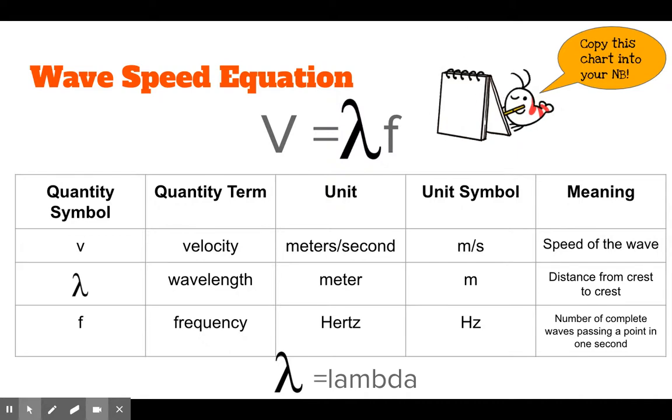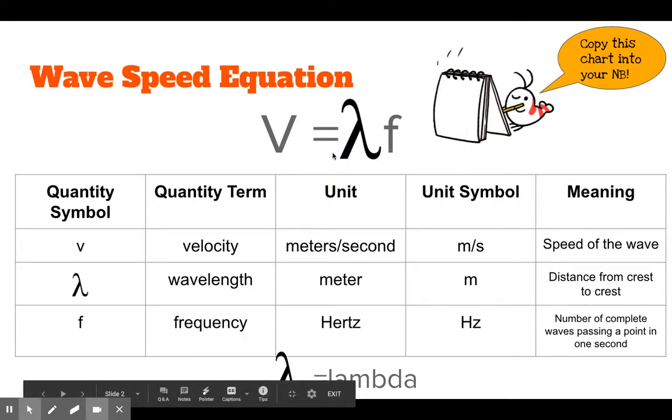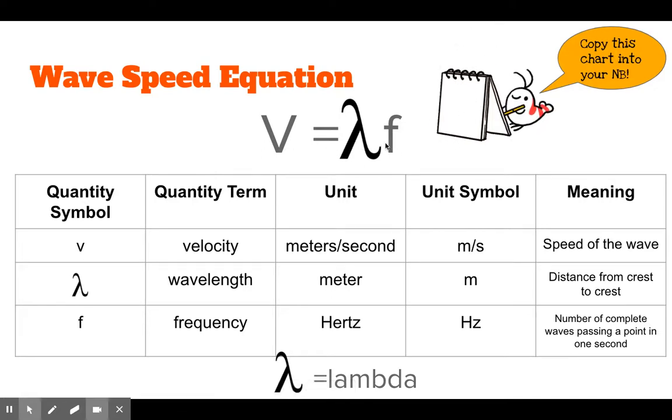So basically, the equation is that velocity equals lambda times frequency. Velocity equals wavelength times frequency.